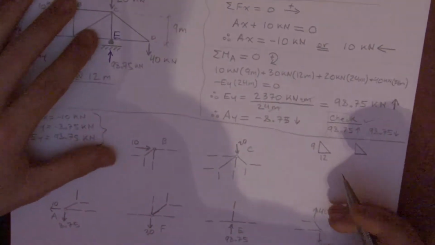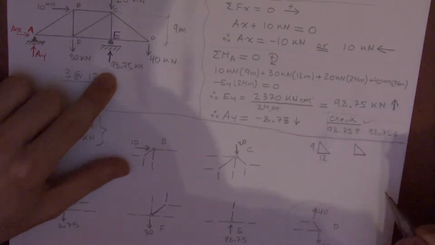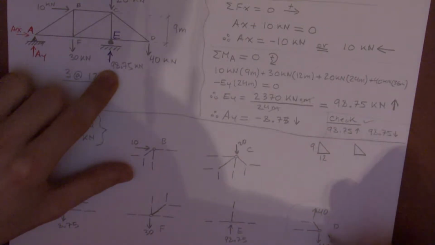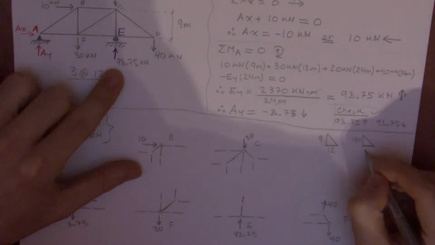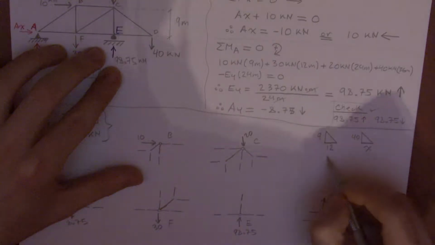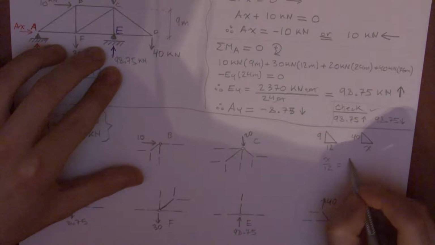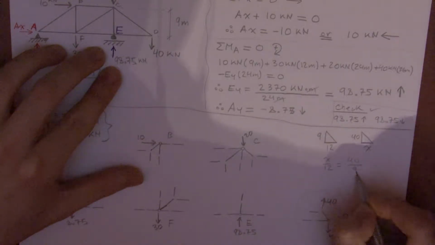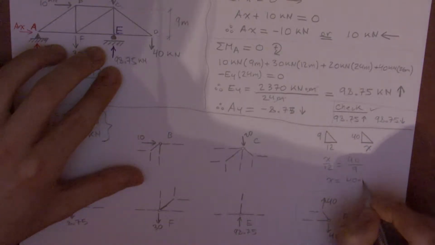So here's how we can set that up. We have 9 going up and 12 going across. Therefore, we have our 40 here. So we have 40 up, and we'd like to find out our x. That's a simple ratio that we set up. So we can say that x over 12 is equal to 40 over 9. Therefore, x is equal to 40 times 12 divided by 9.